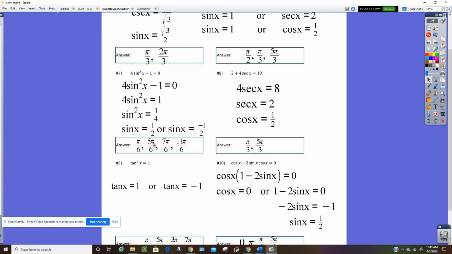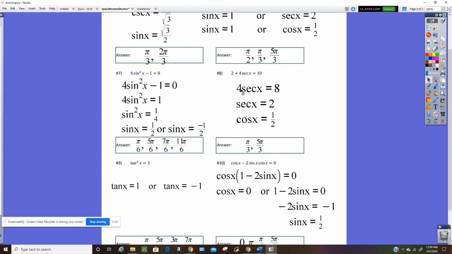And where is it negative 1/2? So this is the first quadrant, second quadrant. Then in the third and fourth quadrant, sine is negative. So 7 pi over 6, which is the same as 210, and 11 pi over 6, which would be the same as 330 degrees.